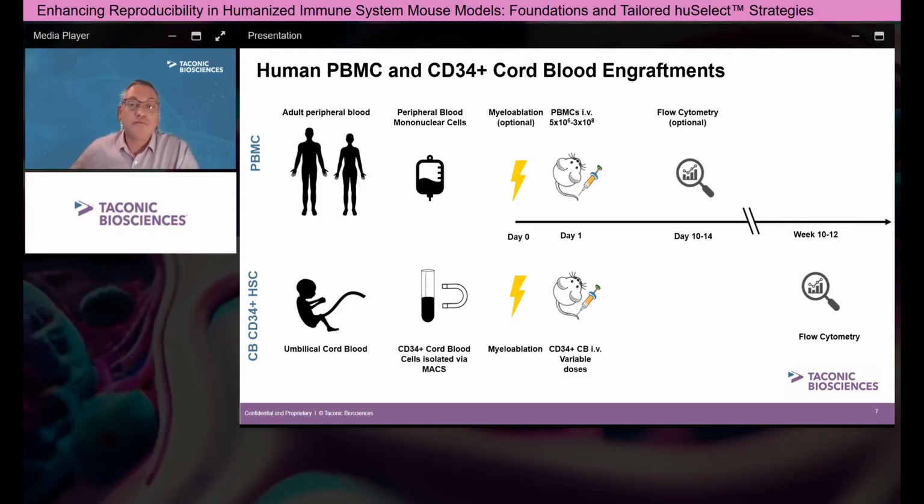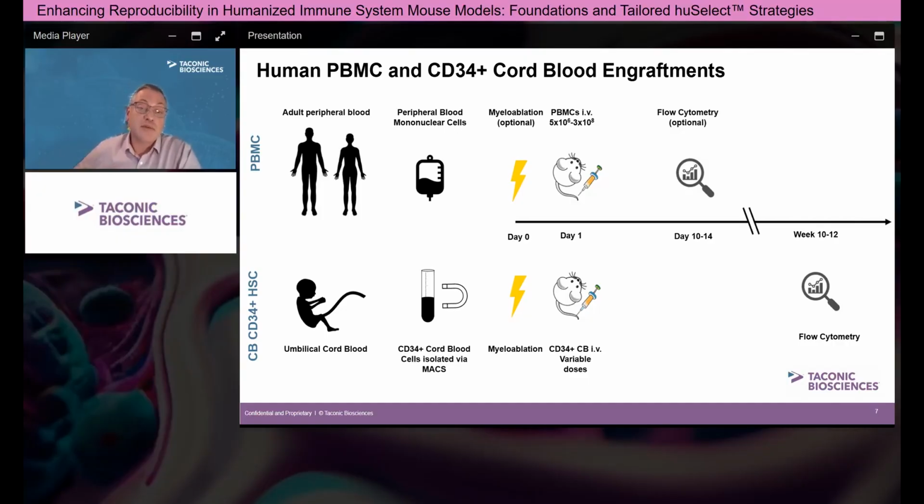The protocol for engrafting via either of these types of cells is a little bit different. Again, PBMCs typically come from adult humans. These represent mature, fully differentiated immune cell types that are available in quite large numbers. These are engrafted typically via tail vein injection and can be used quite soon following engraftment, but are typically only used for maybe 1 to 2 months following that period at most.